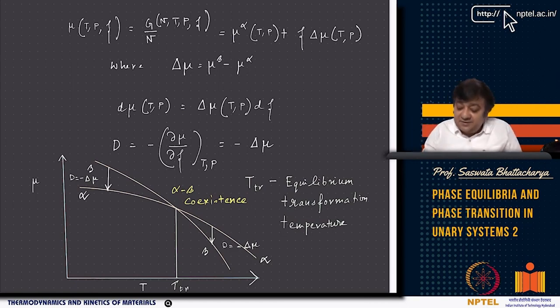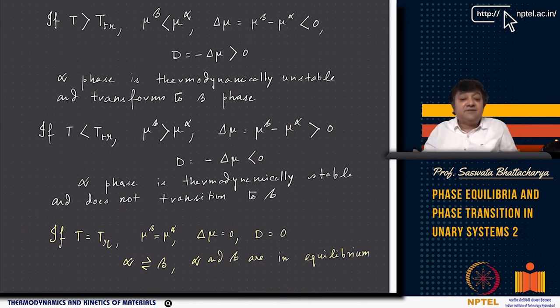Alpha to beta transformation when T is less than Tr is definitely not a spontaneous process. Why? Because D is negative and alpha itself is a thermodynamically stable phase. So if I want to convert a thermodynamically stable phase to a thermodynamically unstable phase, then I require to supply some enormous amount, which we haven't quantified yet, that we will quantify, but D is less than zero. So it is impossible for alpha to spontaneously transform to beta.